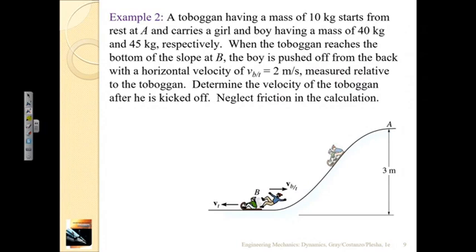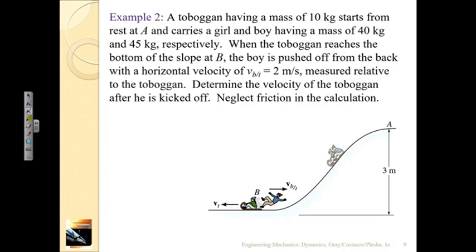Last one. We got a toboggan going down the hill. Boy and a girl riding a toboggan. The toboggan has a mass of 10 kilograms and starts from rest. The girl and the boy are 40 kilograms and 45 kilograms respectively.